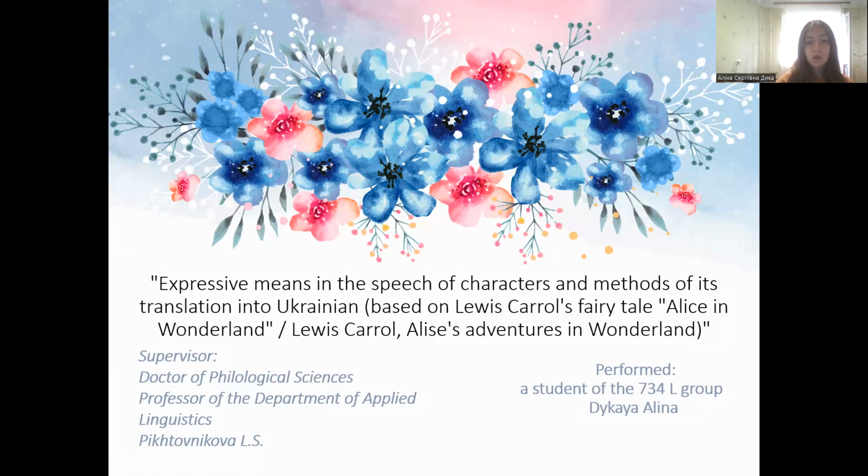The topic of my coursework is expressive means in the speech of characters and methods of its translation into Ukrainian, based on Lewis Carroll's fairy tale Alice's Adventures in Wonderland.